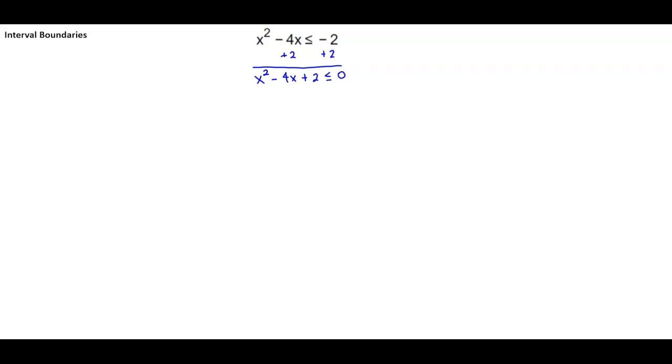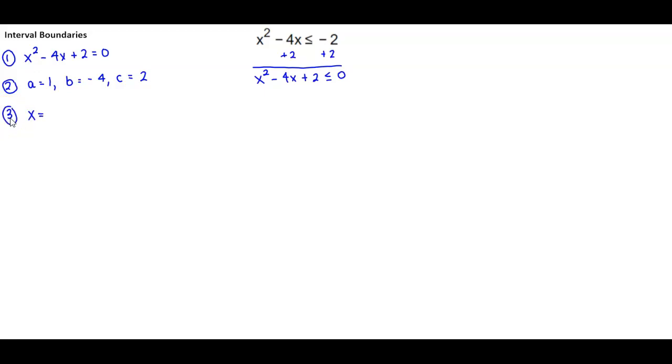0. Okay, now we want to be able to find the interval boundaries by factoring this quadratic inequality. So we have x squared minus 4x plus 2, and then we're setting that equal to 0. So in this case here, we cannot factor this any further. So therefore, we're going to have to use the quadratic formula to find those interval boundaries. We know that a is equal to 1. We know the value of b is -4. And we know the value of c is equal to 2. So let's use the quadratic formula to find those interval boundaries.